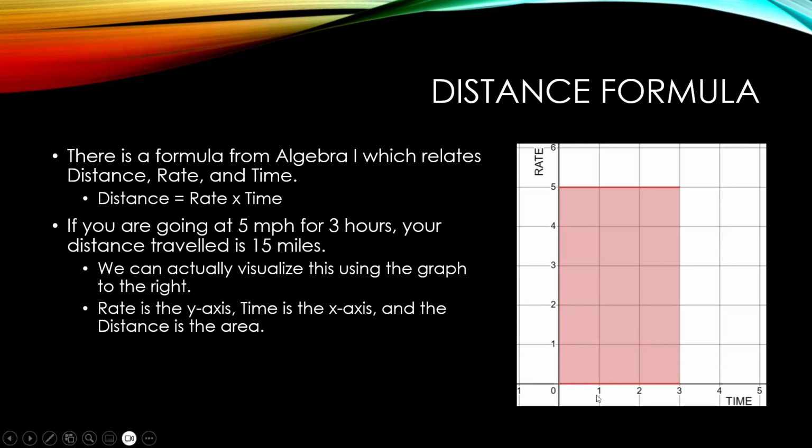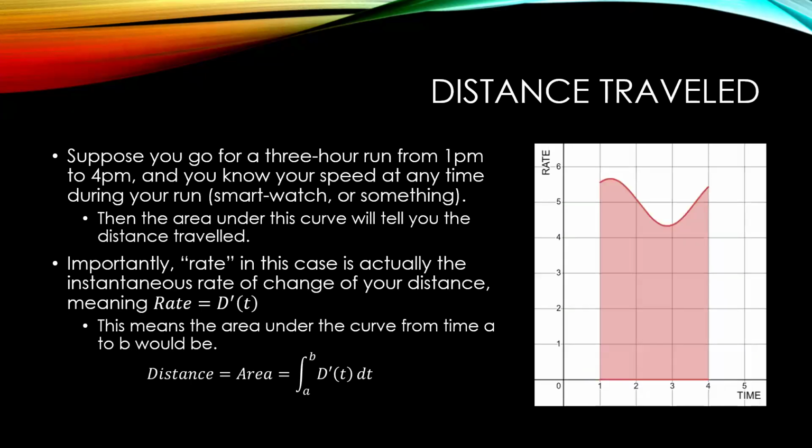If we are running for 3 hours and we are going at a rate of 5 miles per hour, the area under this curve would correspond to our distance. So distance equals rate times time. Well, suppose you go for a 3-hour run from 1 p.m. to 4 p.m., and you know your speed at any time during your run using a smartwatch or something. Then the area under this curve will tell you what your distance traveled is.